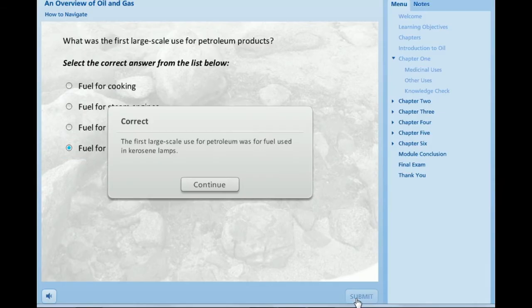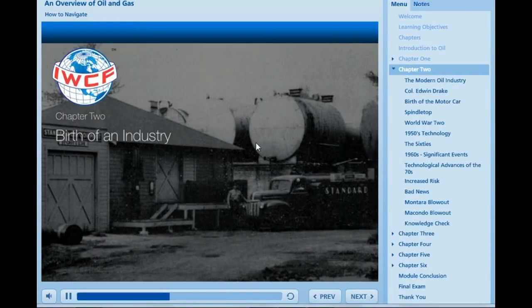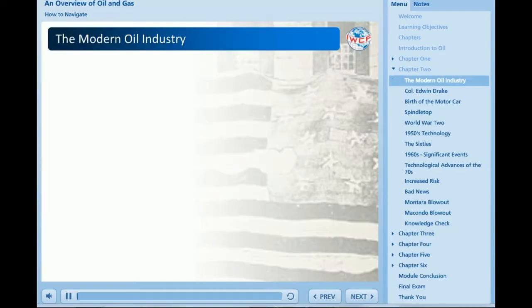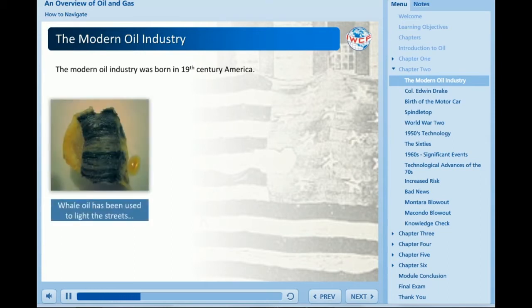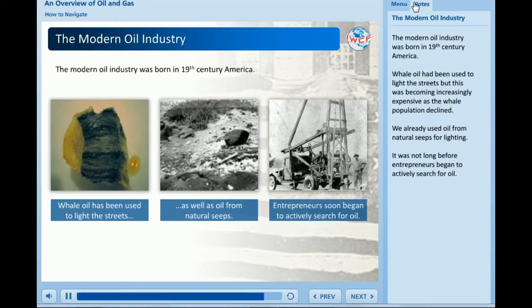Chapter 2. Birth of an industry. The modern oil industry was born in 19th century America. Whale oil had been used to light the streets, but this was becoming increasingly expensive as the whale population declined. We already used oil from natural seeps for lighting. It was not long before entrepreneurs began to actively search for oil.